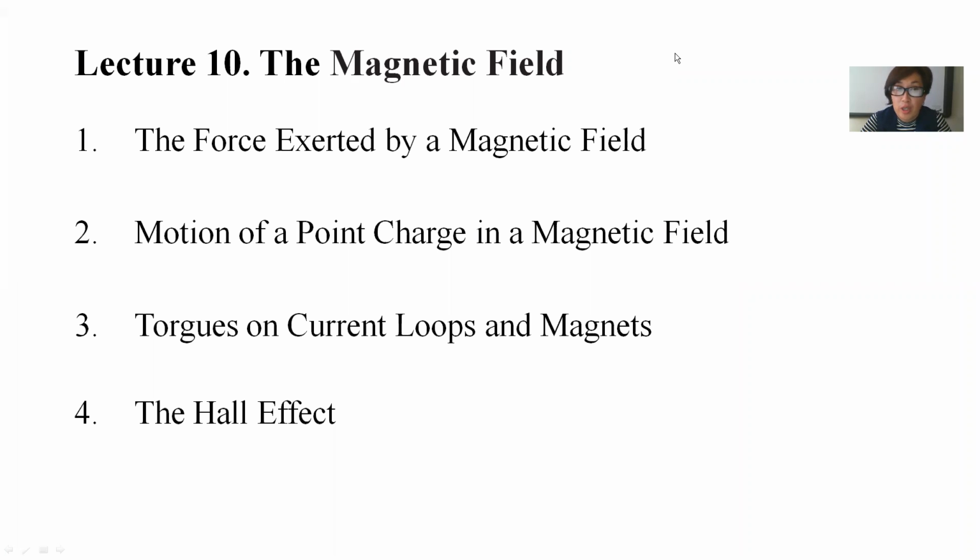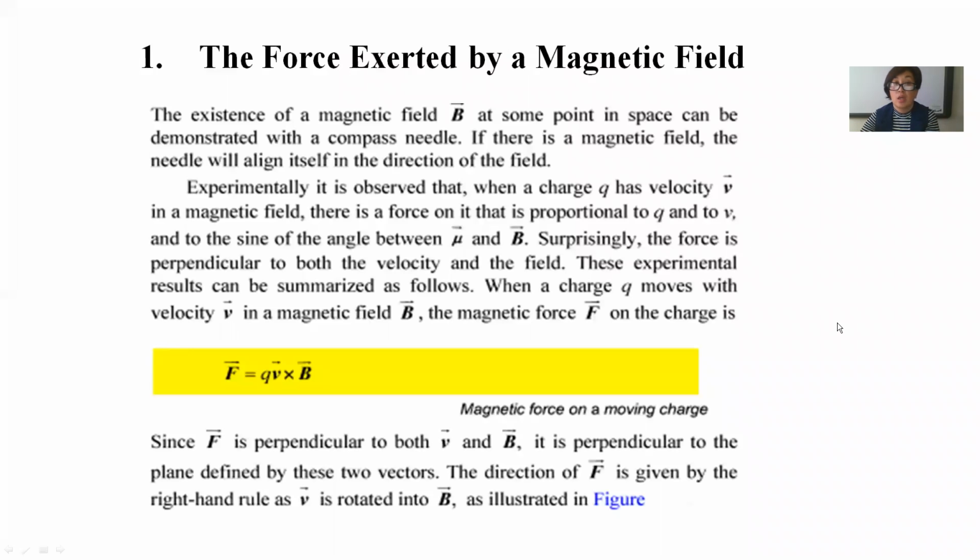The theme of this lecture is the magnetic field. We have four questions. The first is the force exerted by a magnetic field, then the motion of a point charge in a magnetic field, torque on current loops and magnets, and the Hall effect. The first question: we know the first characteristics of the magnetic field, the magnetic induction.